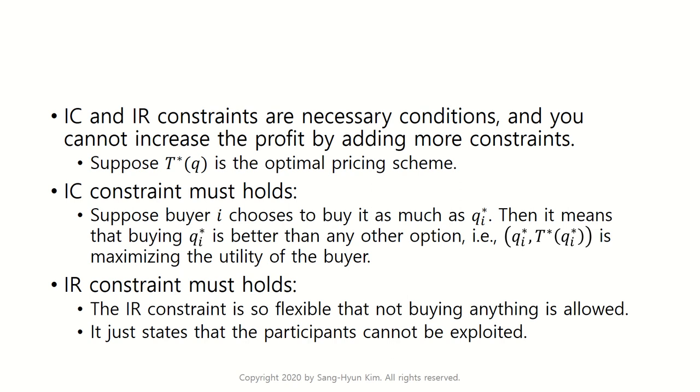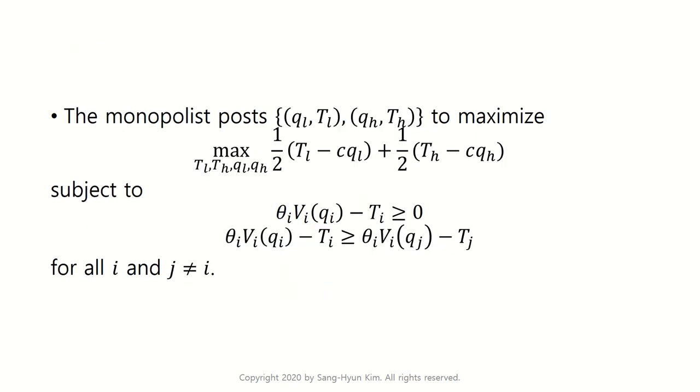So that's why considering this problem is enough. This is the problem in which we consider just the necessary, the minimal constraints. The minimal constraints are the IC constraints and the IR constraints. These are necessary conditions, so we must consider them, but we don't want to add any more constraints. That's how we maximize the profit. That's how we find the optimal nonlinear pricing.